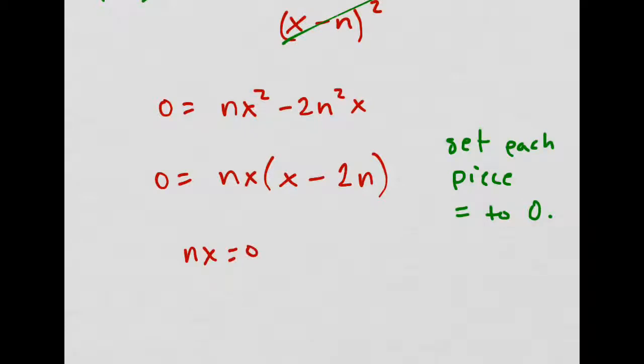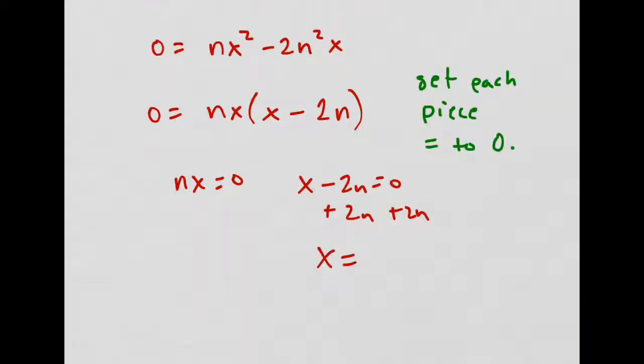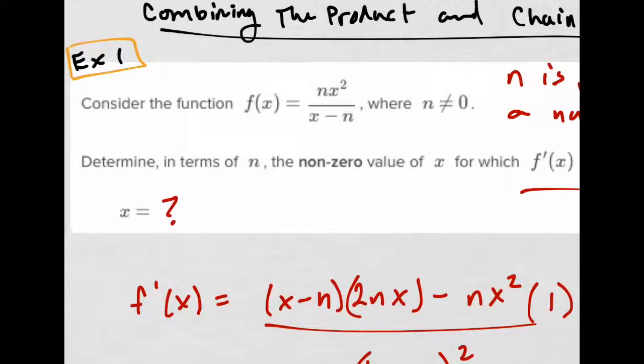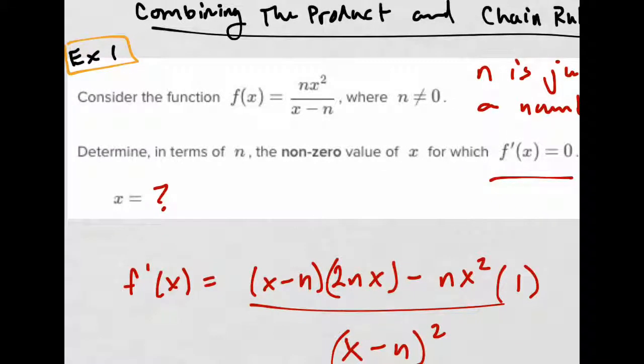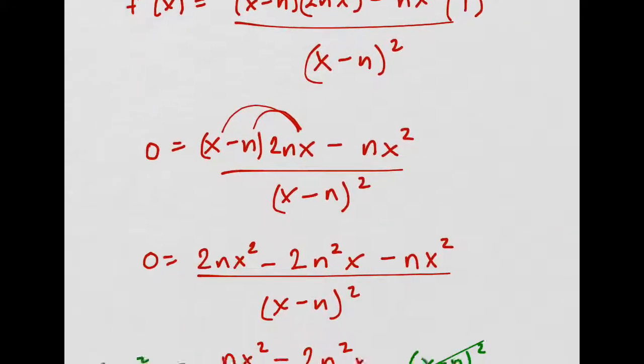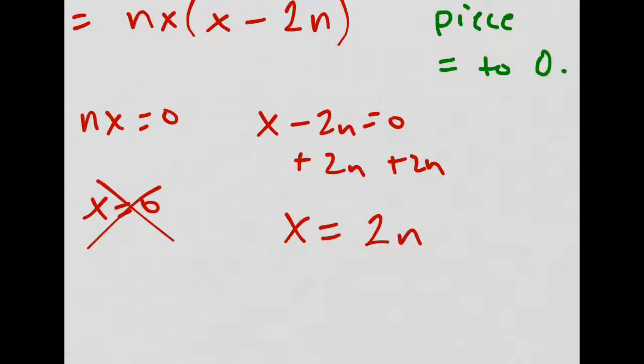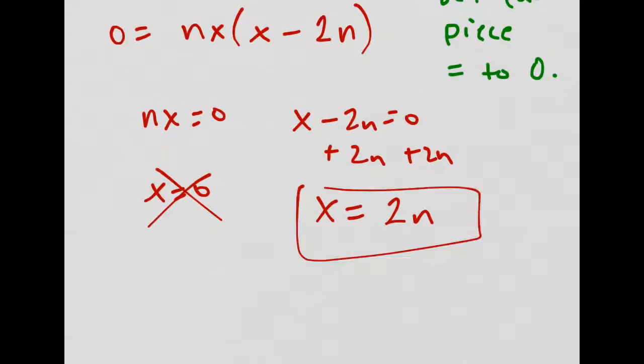So that means x would be 0. Or x minus 2n equals 0. Add 2n. Or x equals 2n. Or x equals 0. What do the instructions say? Determine, in terms of n, the non-zero value of x. So we're not going to consider that one, just because of the instructions. And that's what x equals, 2n. Easy.